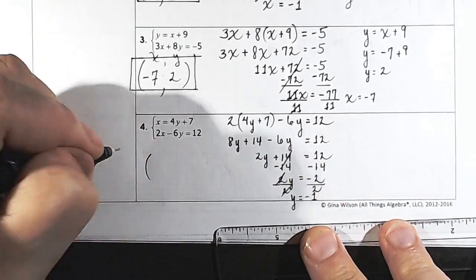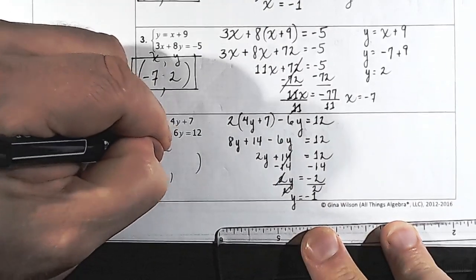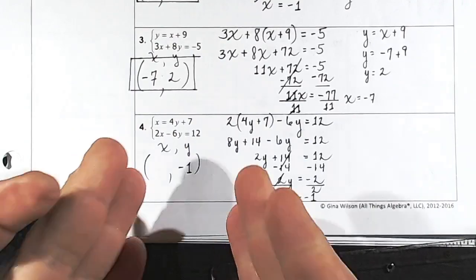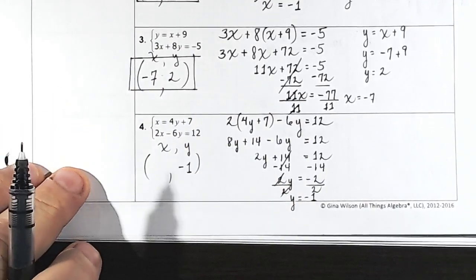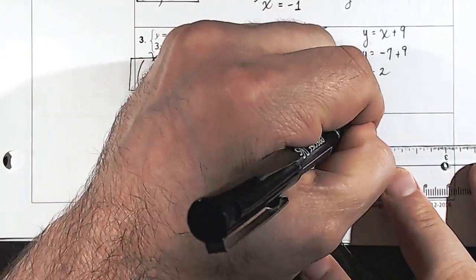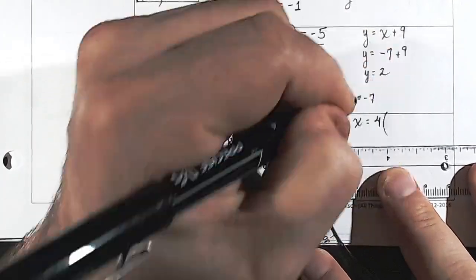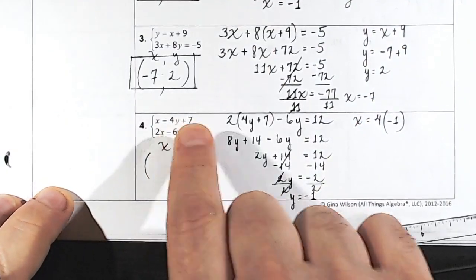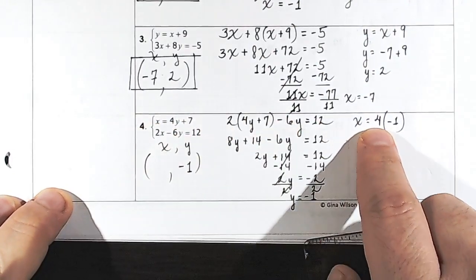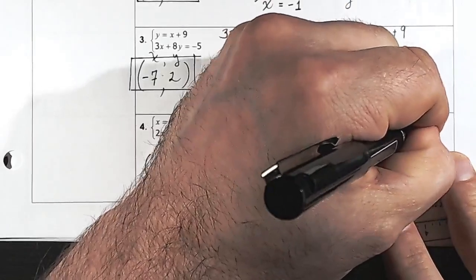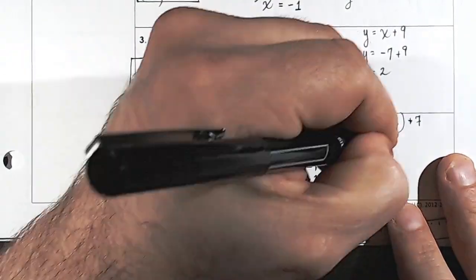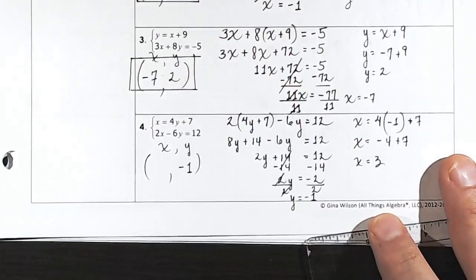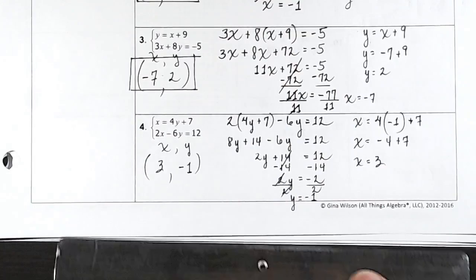Okay, so we found y this time. Remember, we have a solution to our system, (x, y), and we have found the y value at negative 1. So now I just have to plug that into one of my equations, and I'll use the first one. Since I'm looking for x now, I'll say x equals 4y plus 7, so x equals 4 times negative 1 plus 7, because I'm substituting in negative 1 for that y. Let's continue. x equals negative 4 plus 7. And now I have x equals 3. Okay, so there's the full solution, (3, -1).